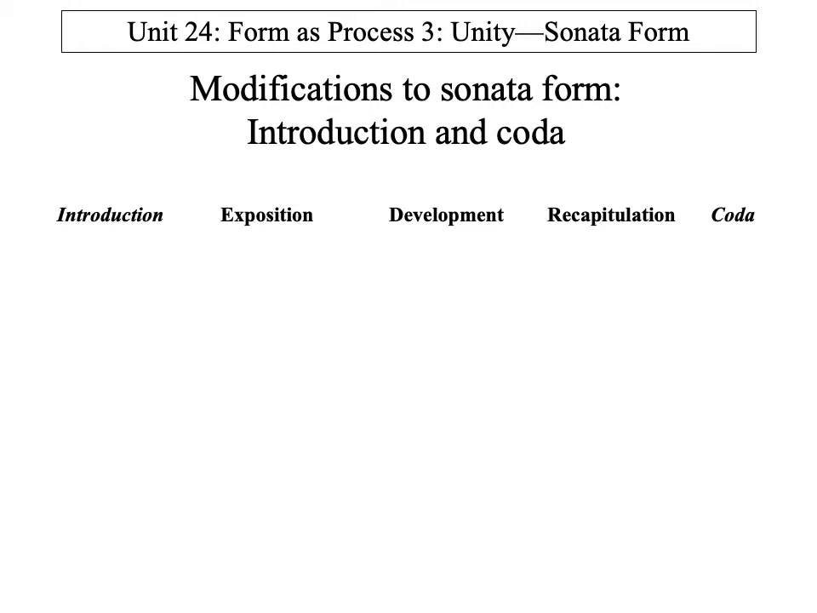What's on the slide now is the basic sonata form of exposition, development, and recapitulation. And then you'll notice off to the sides there, I've put in the words introduction and coda in italics. Those are two optional parts that can be added to a sonata form. A sonata form might have an introduction tacked on to the beginning, or it might have a coda tacked on after the recapitulation.